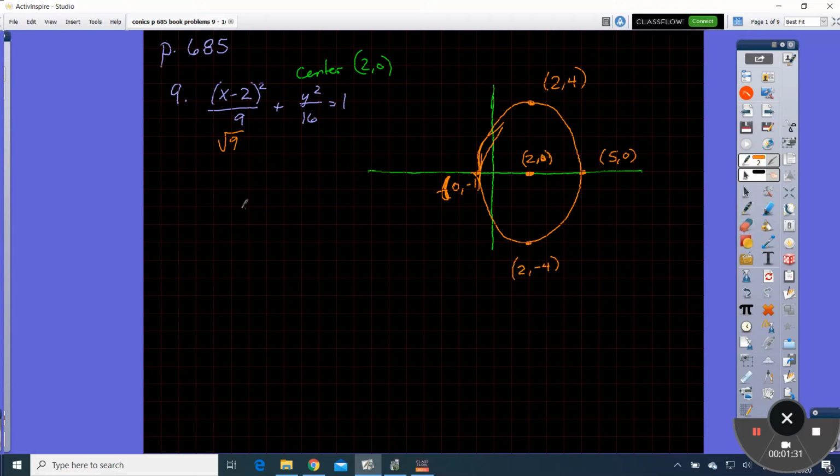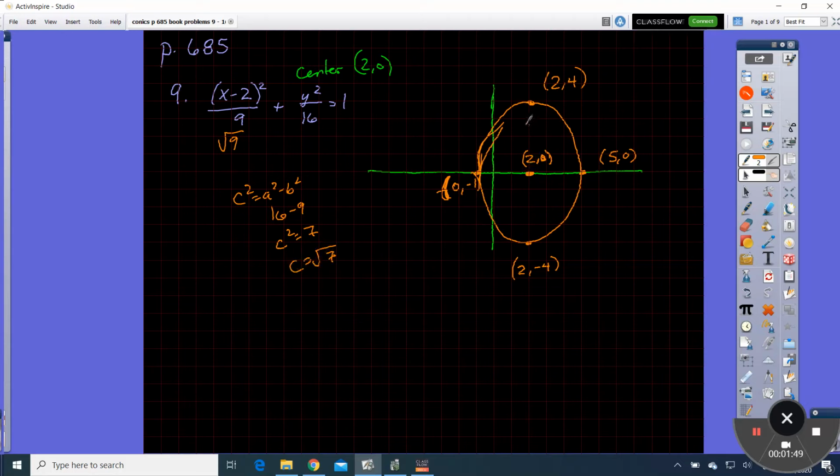Now the focus, remember, since it's inside a parabola, it's subtract. Always bigger one minus smaller one. So 16 minus 9. So c squared equals 7. So c equals the square root of 7. That's a little bit more than 2.